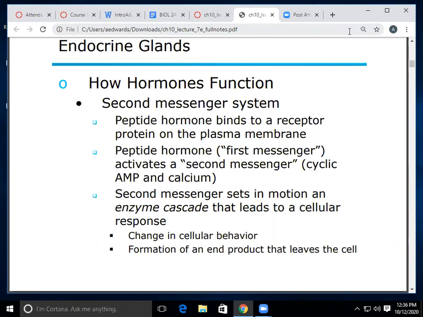And you get some response in the cell, changes the cell's behavior, and you end up with some end product that's going to leave the cell. So that's the second messenger system. The hormone is a first messenger, causes a reaction inside the cell through a second messenger inside the cell, leads to a product that leaves the cell.